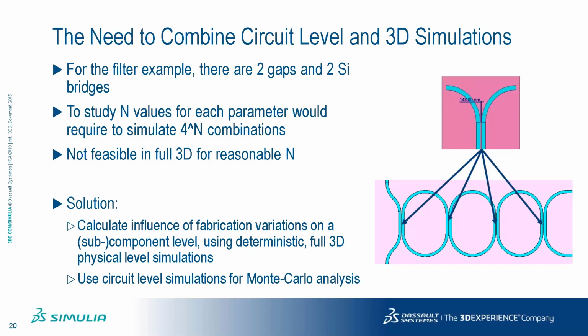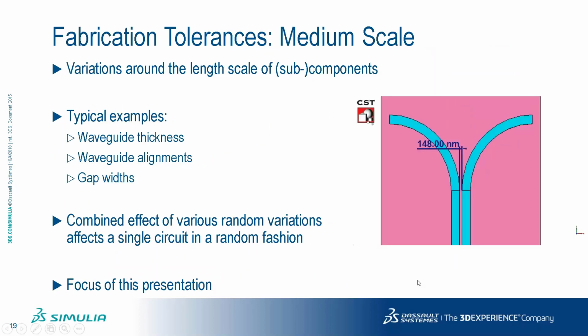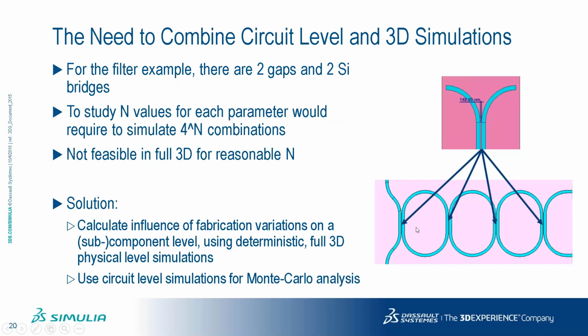So this slide illustrates what I just explained. For our example, we have two gaps and two bridges. So we have 4 points basically where variations can occur. If we just want to study two corner points, the minimum and the maximum deviation from the target value, then we have 4 positions to the second power. That's already 16 different combinations.